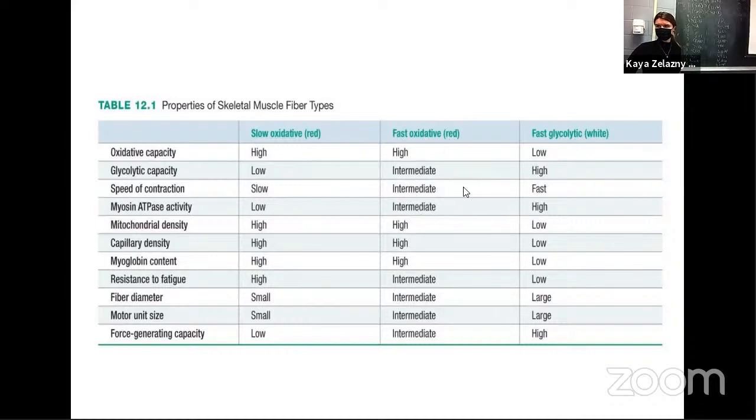So you can see for pretty much almost all of these, we have intermediate in those fast oxidative fibers. But for a couple of things, they are the same as the slow oxidative, basically the ones that involve getting oxygen. So if the property of the fiber type has to do with the fact that it needs oxygen, we're going to have the same trait in the fast oxidative as the slow oxidative. But for everything else, we're just going to be kind of middle of the road.